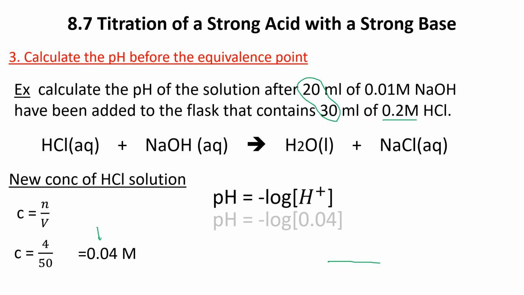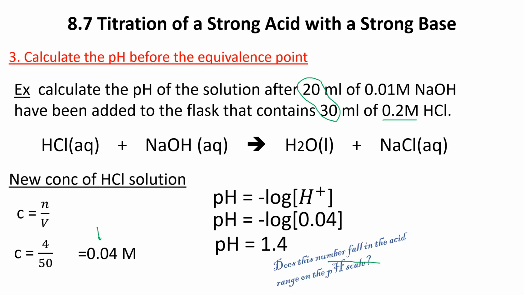And so all we can do now is just take our values, plug them in, and get 1.4. And again, ask ourselves, does this number fall in the acidic range? And yes, it does. So 1.4 is our next answer.